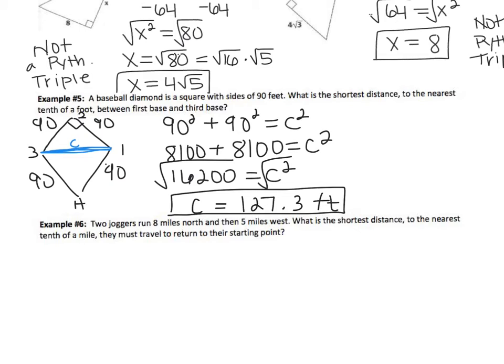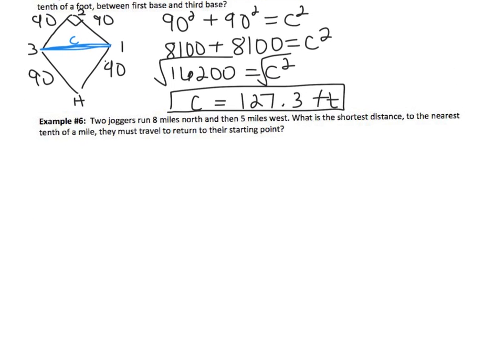127.3 feet. In our very last example, we have that 2 joggers run 8 miles north and then 5 miles west. What is the shortest distance to the nearest tenth of a mile they must travel to return to the starting point? So there's our starting point. We run north 8 miles, so we'll call this 8 miles. Then they go west, which is directly left, 5 miles. Then we want to know the shortest distance to get where they started. So that does create a right triangle, and our shortest distance is our hypotenuse C.